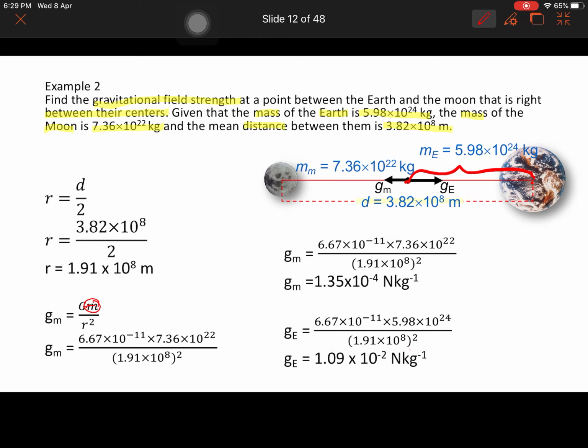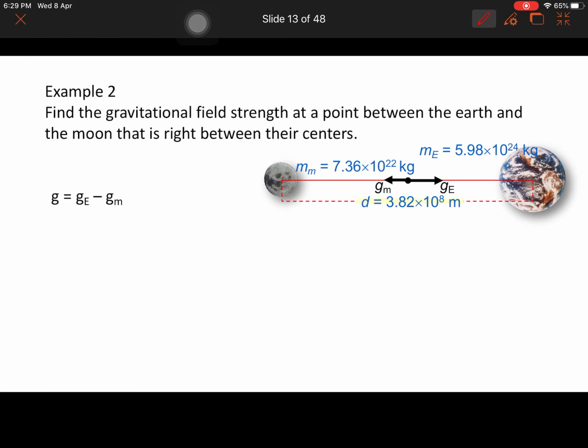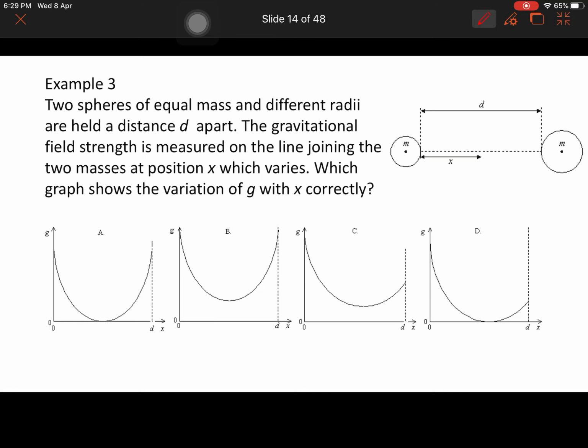But I want to know what is the gravitational field strength at this point here. If I have gravitational field strength towards the Moon and towards the Earth, you can see that these two are different values, and since they're in opposite directions, and this is a vector, I have to take the bigger value minus the smaller value to give me the net value, which I know will be towards the Earth, because towards the Earth is greater, since the mass of the Earth is greater.